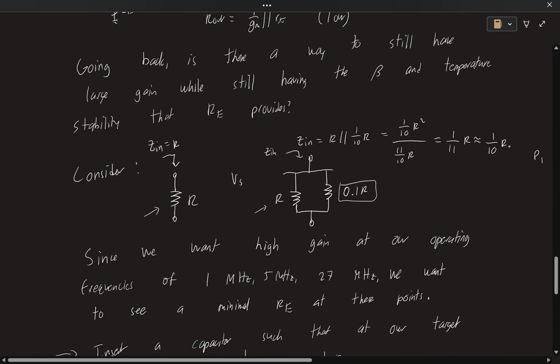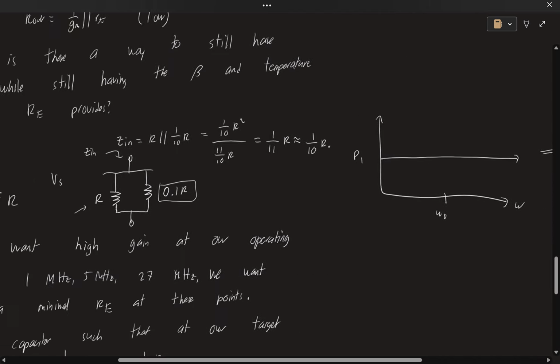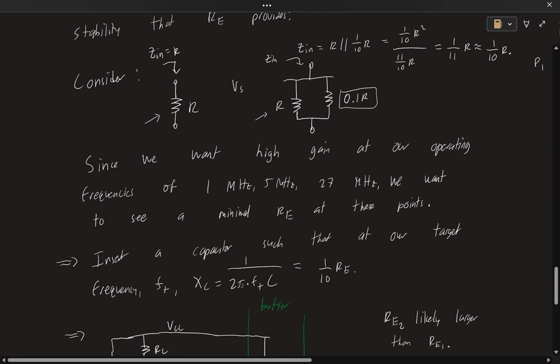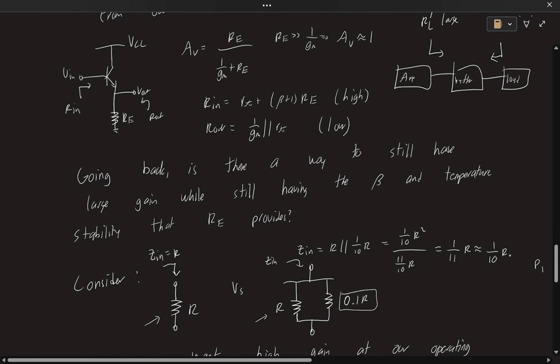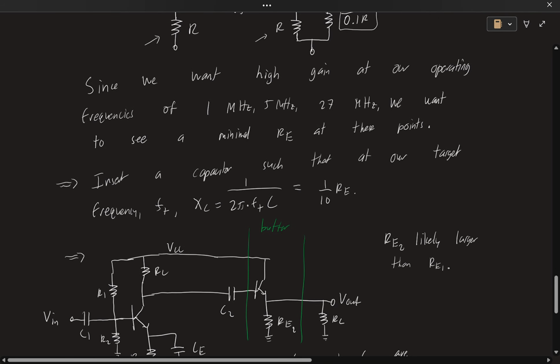So how could we do this now? How could we still have high gain at 1 megahertz, 5 megahertz, 27 megahertz? And the way we do so is by minimizing RE, right, in our AV equation. We can find a way to minimize RE, our emitter resistance, at these frequencies. So what do we do? We insert a capacitor at our emitter, so that at our target frequency, Ft, the impedance of this capacitor is going to be 1 over 2 pi FtC, where C is the capacitance. And this is going to be 1/10 of our emitter resistance, right? Same concept over here.